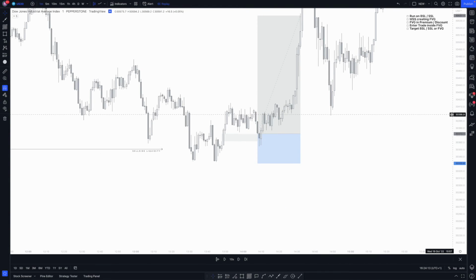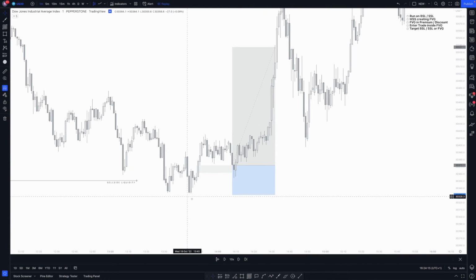and as you can see, we then get a market structure shift, which would be this one right here. So we get this taken. We get a market structure shift right there. You could maybe, for example, say this could be a market structure shift, but is there a fair value gap within here in order to take your entry? No, there isn't. There's one little one right here, but it's mitigated by this wick.